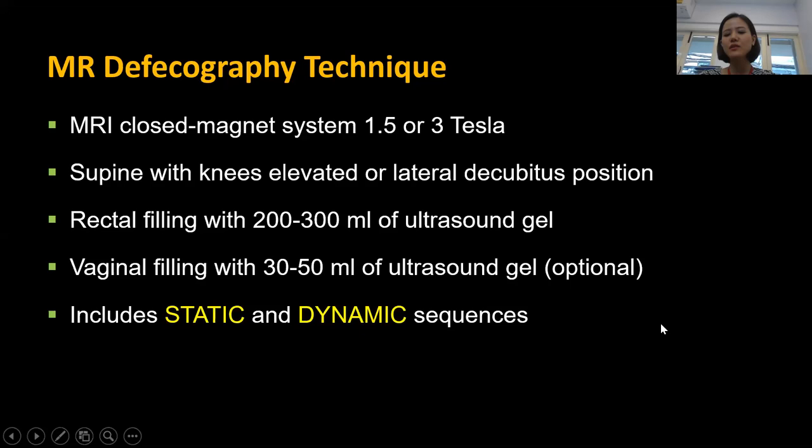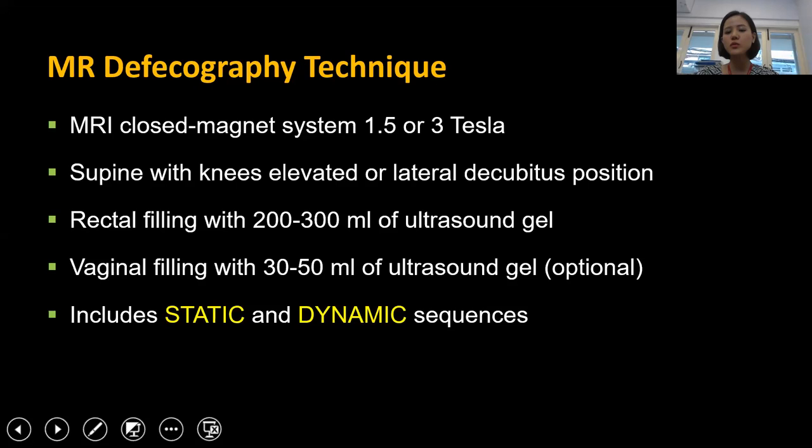We do MR defecography in 1.5 or 3 Tesla magnet MRI in supine or lateral decubitus position. We fill the distal rectum with 300 ml and fill the vagina with 50 ml of ultrasound gel. No oral or IV contrast, no need for NPO or bowel preparation. MR defecography should include static and dynamic images.